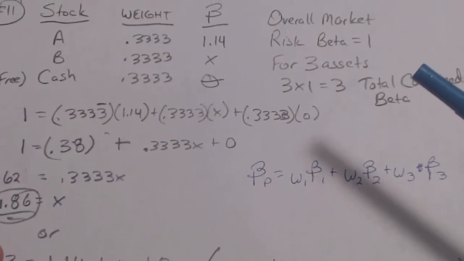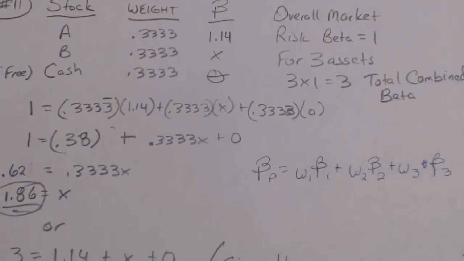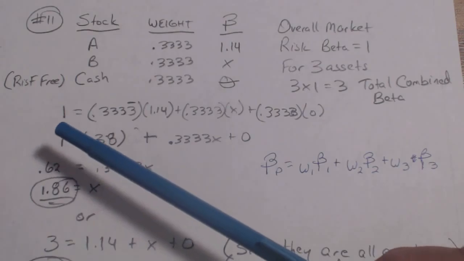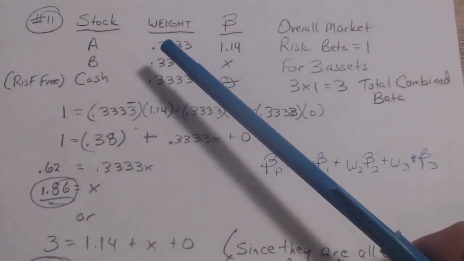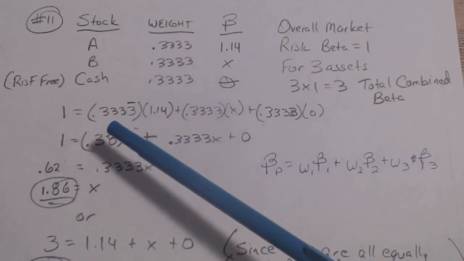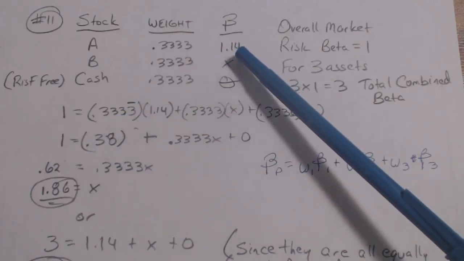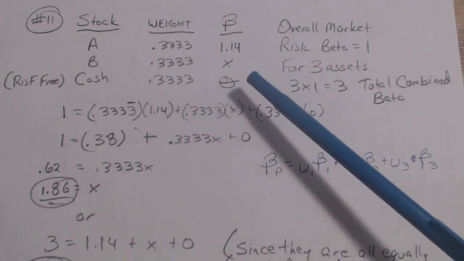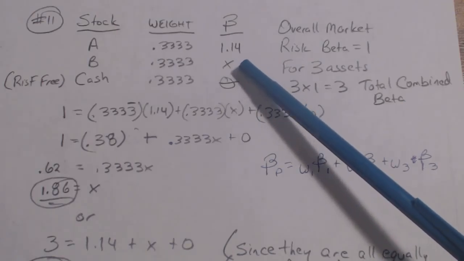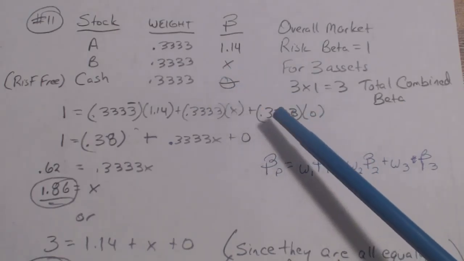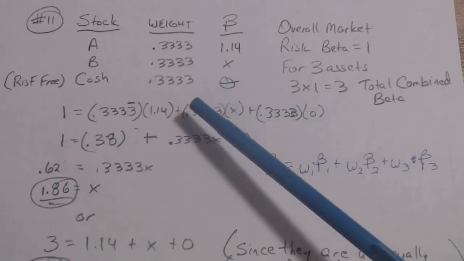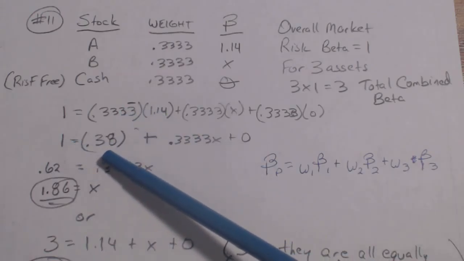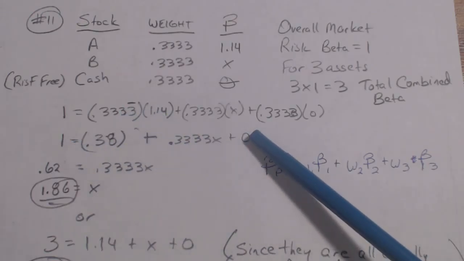The other way to do it, because it won't be that easy most of the times, is to do it like you're doing a weighted average, right? You know your average, you want to be 1 at the end. So you take the weight of each one of them. They told you it's equally a third, a third, a third. So 0.3333 times the beta of 1.14, plus 0.3333 times the beta of x, because that's for the other stock that you don't know what it is, plus 0.3333 times the beta 0, and that's the risk-free fund. Okay, so 1 equals, and you multiply these, you get 0.38 plus 0.33x plus 0.